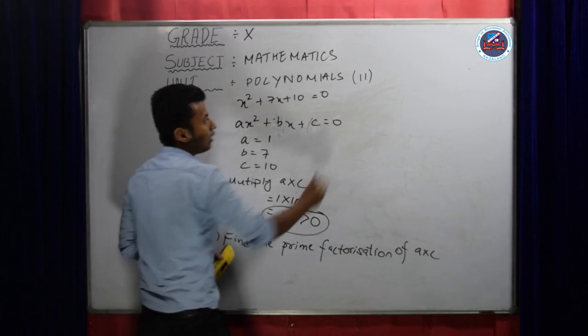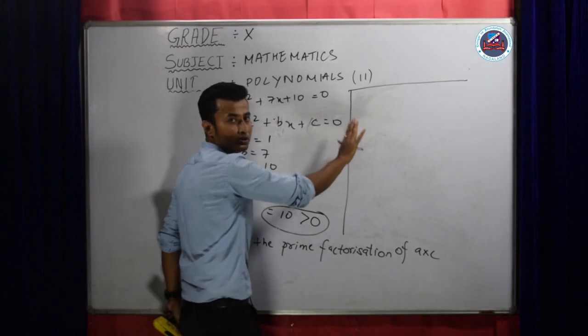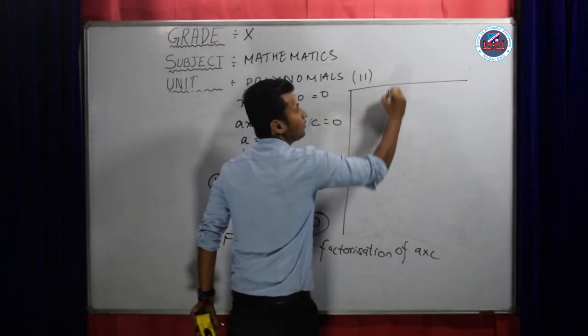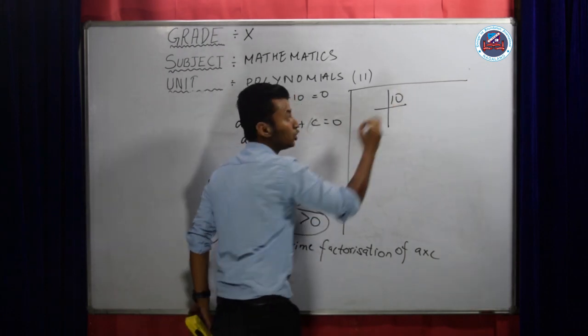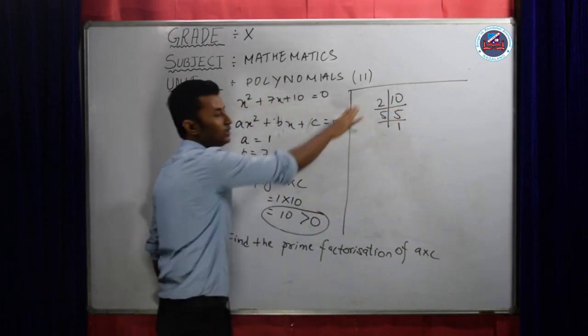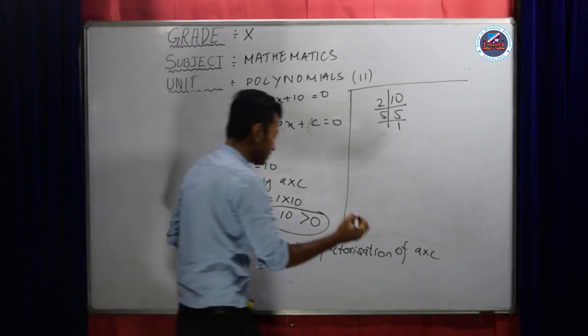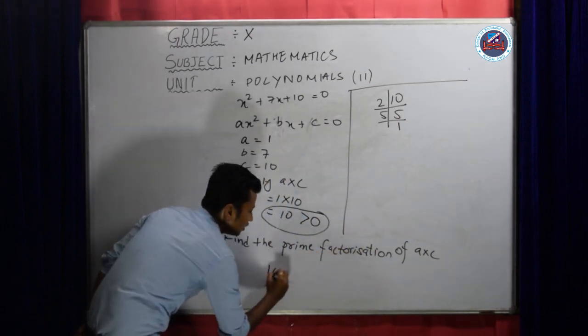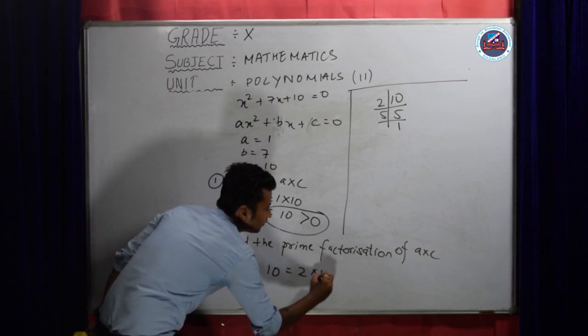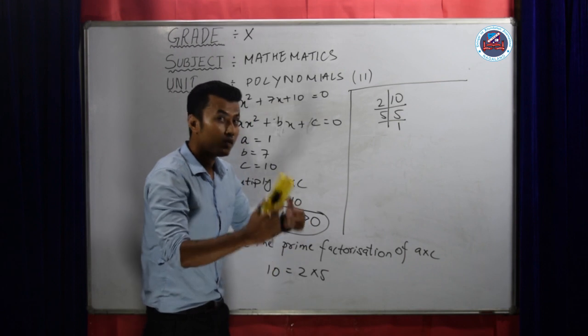So how do I find out the prime factorization of 10? I'll just make a column here, show it to you nicely. 10. What is the smallest prime number? 2. 5 twos are 10, 5 ones are 5. Is it okay guys? So what are the factors you got? You got the factors of 10 as 2 into 5. Okay guys. Now what is the next step?